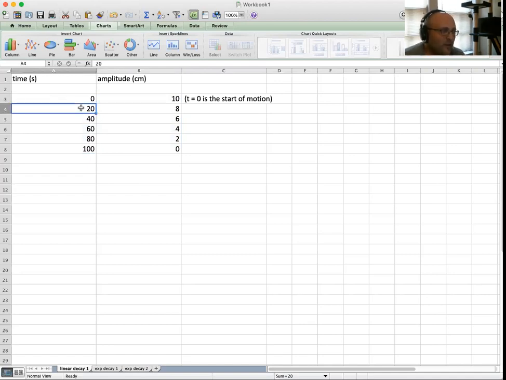And what a linear decay would mean is that after every amount of time, in this case it's 20 seconds, the amplitude goes down by 2. So after 20 seconds, the amplitude is 8. After 40 seconds, the amplitude is 6. After 60 seconds, the amplitude is 4, and so on.